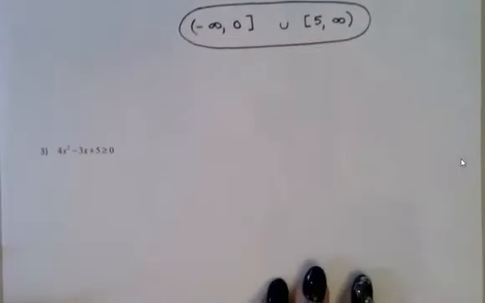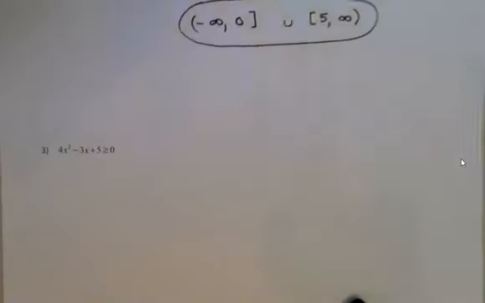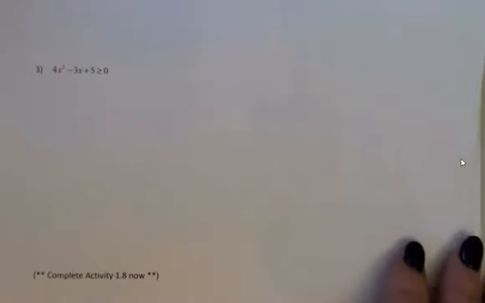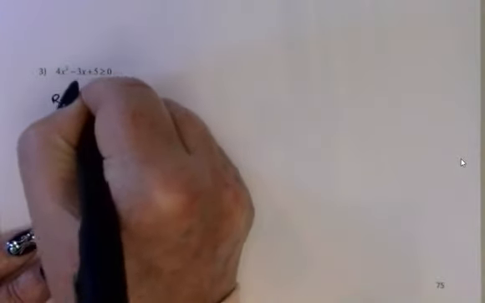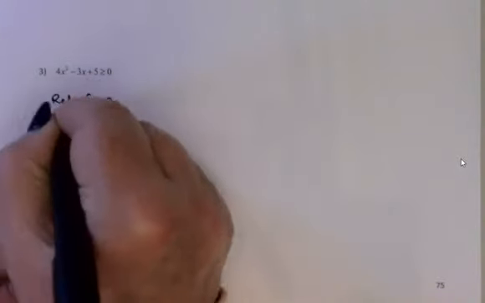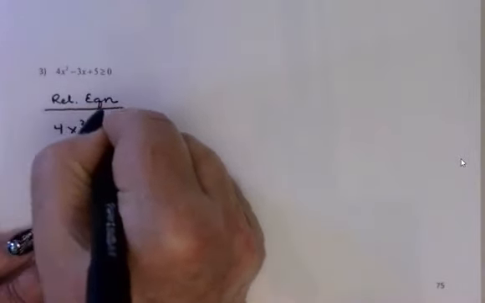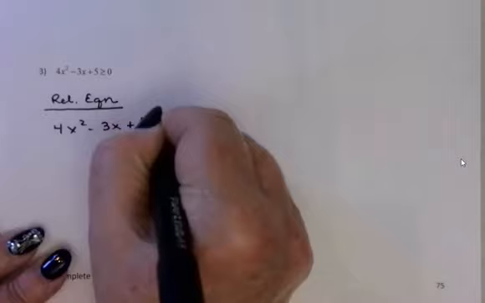All right, we've got one last example here to work on. I've got 4x squared minus 3x plus 5 is greater than or equal to 0. Starting once again with my related equation, 4x squared minus 3x plus 5 equals 0.